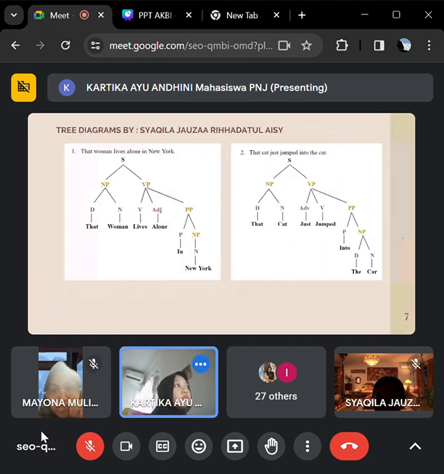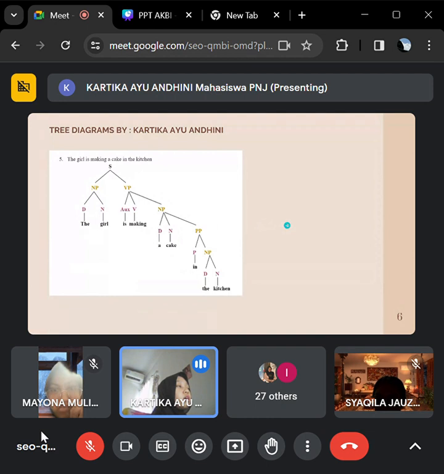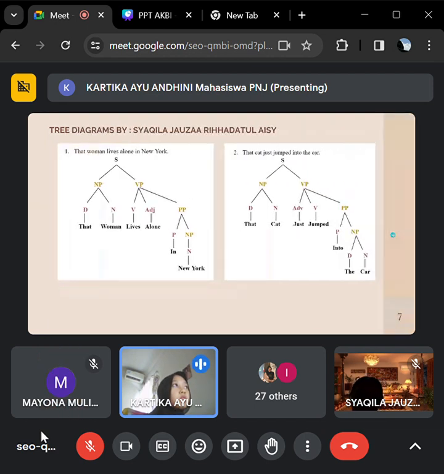And the last sentence from me: the girl is making a cake in the kitchen. In the noun phrase, the is a determiner, and girl is a noun. In the verb phrase, is is auxiliary, making is a verb, and in the noun phrase, a is a determiner and cake is a noun. And then the prepositional phrase: in is a preposition, and then in the noun phrase, the is a determiner and kitchen is a noun. The next sentence is from Shakira Zoza.